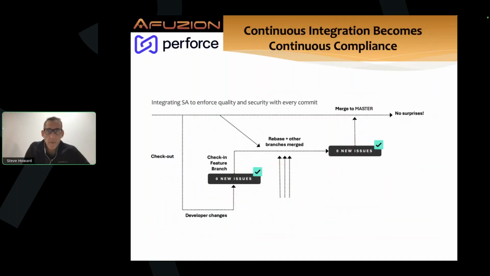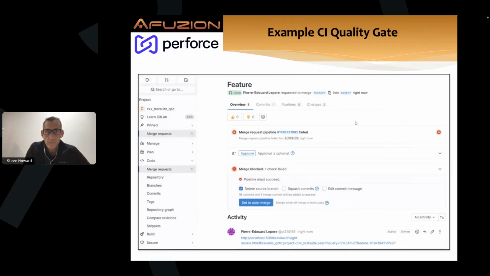So essentially, our continuous integration now becomes continuous compliance. With every commit or with every merge request, we can be making sure, enforcing, that there are no new issues entering our code stream, no new violations of our standards. For example, again using GitLab, this is what it would look like. We have a merge request on a feature branch, and the merge request is blocked because of new issues, not because the build failed in this case, but because we've detected new issues that weren't there previously, new violations of the standard or the requirements from the coding perspective.